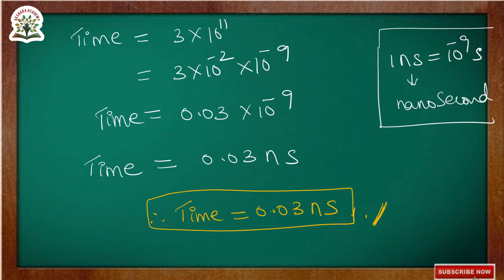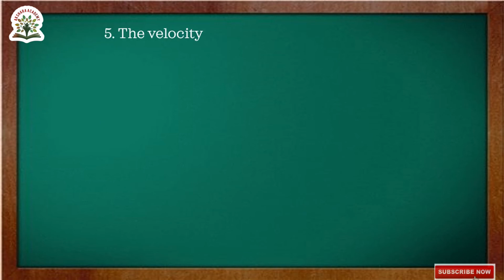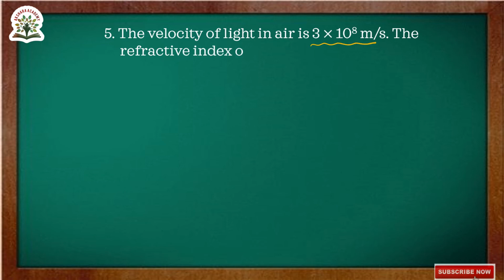Okay, next we will go to the next question. Fifth one, the velocity of light in air is 3 into 10 to the power of 8 meter per second. The refractive index of glass with respect to air is? Here the given velocity of light in air is 3 into 10 to the power of 8 meter per second. You have to find out the refractive index of glass with respect to air. Let us go to the solution.